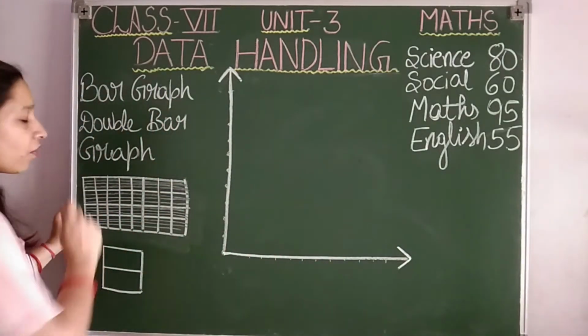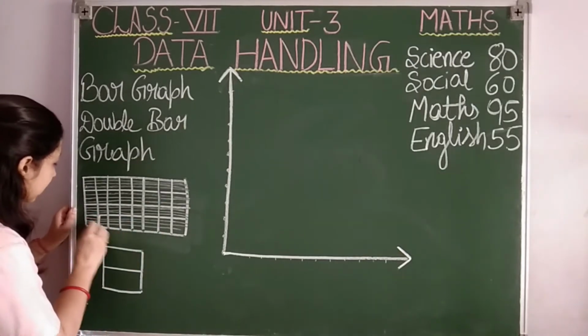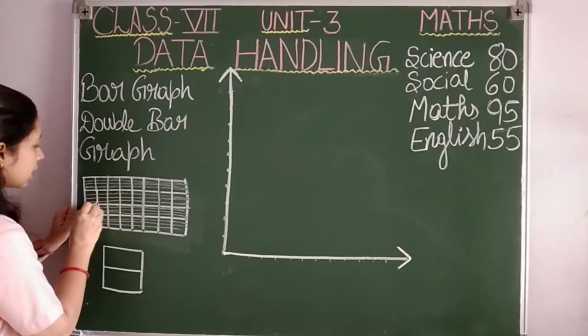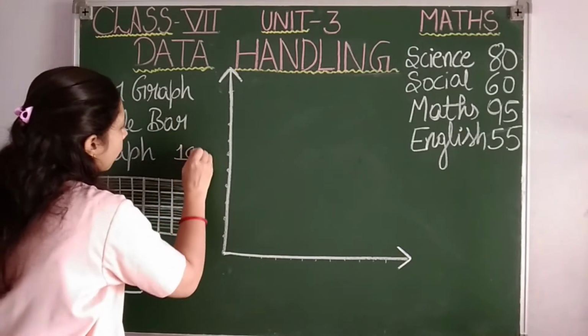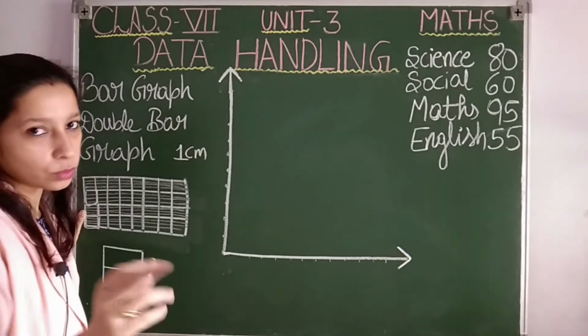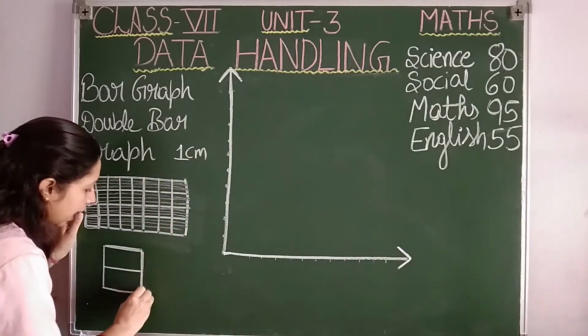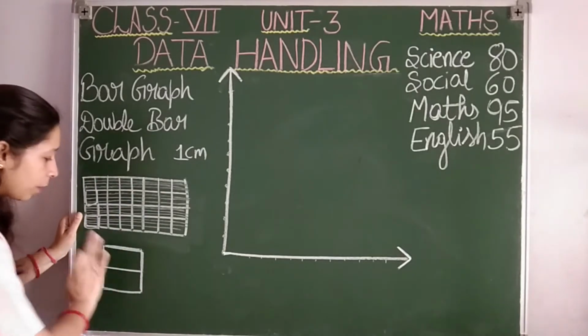Suppose this is a sheet of graph. This is a graph paper sheet. Here you will see the sheet is made up of several boxes. This is just an example, students. Here in graph paper, one box is of 1 centimeter. Now I am taking only a single box from this graph sheet. I will explain you about this.